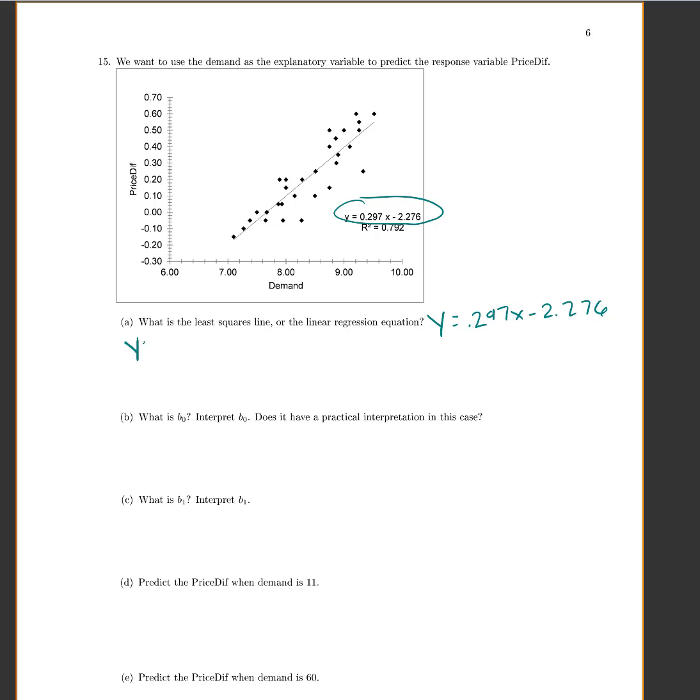So I'd probably rewrite this as y equals negative 2.276 plus 0.297x. Now, if you don't rearrange that, that's fine. Just make sure on a multiple choice exam that you can tell that those two equations are the same. I like to go one step further and instead of x, put demand, and instead of y, put price diff. That way it just makes more sense to someone that doesn't like math as much. So my price difference is going to be equal to negative 2.276 plus 0.297 times demand.